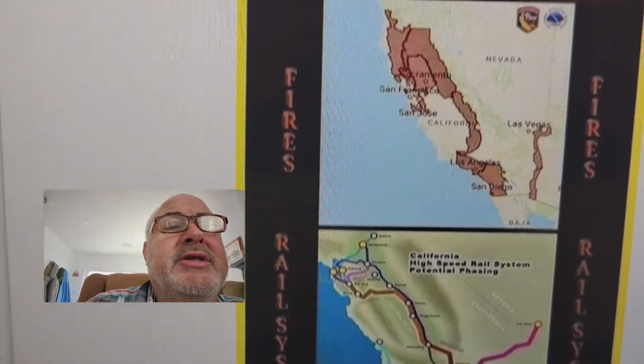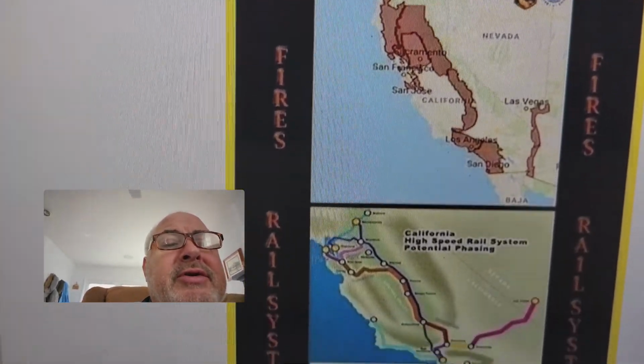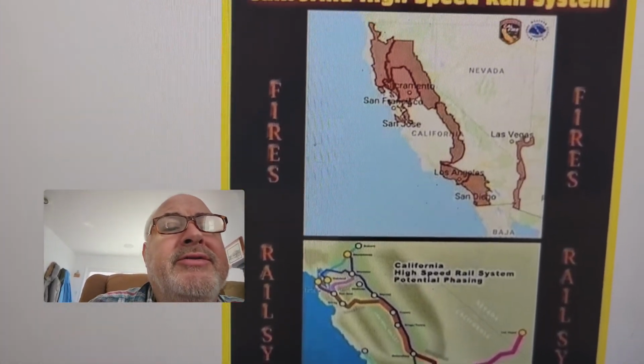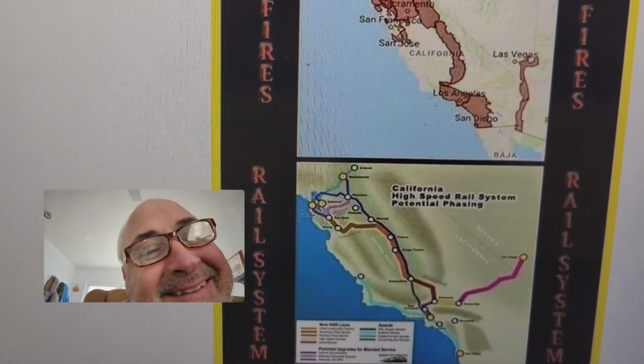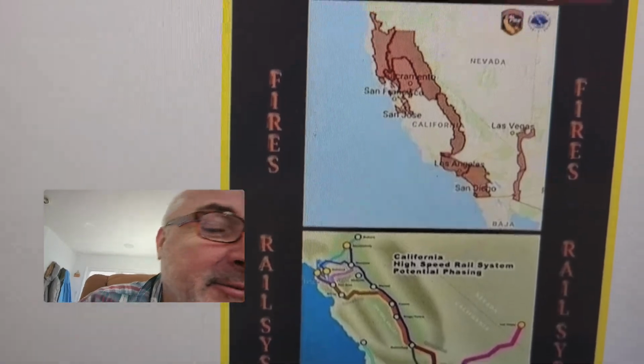And this is interesting, the California fires, those are all the fires above, and then right below it is where the rails are going. I don't know. I've got to think about that for a minute.